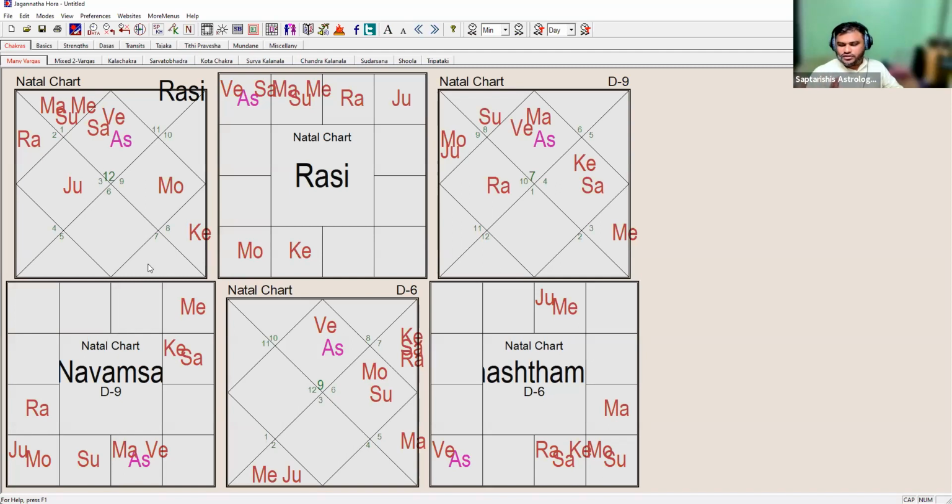Okay, can you see the close relationship between Lagna and 8th? Lagna and 8th is repeating again. Who is repeating? Saturn and Venus. Okay, if you see this D9 chart, it is not giving you any health indications.